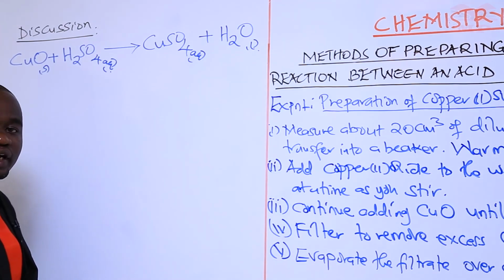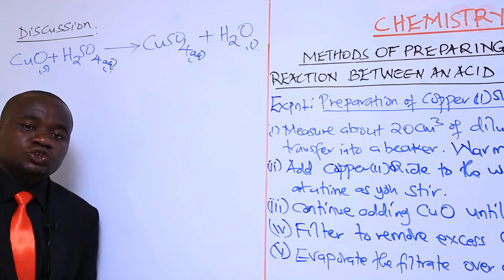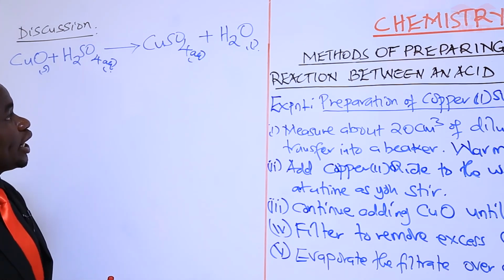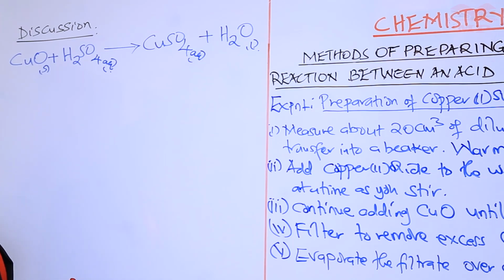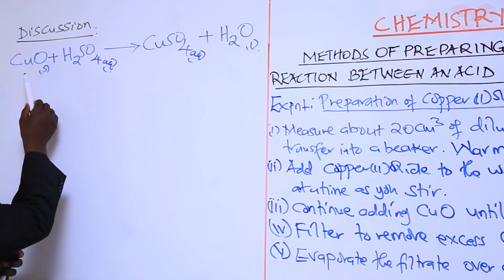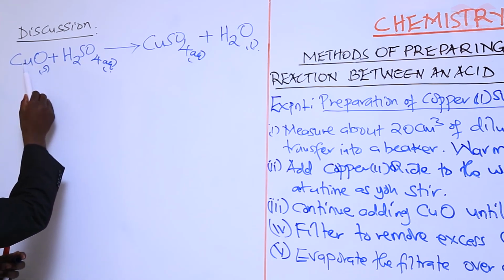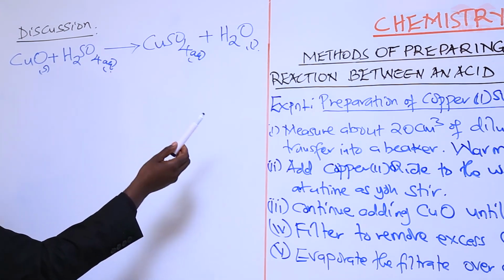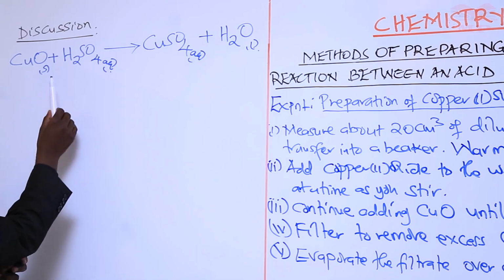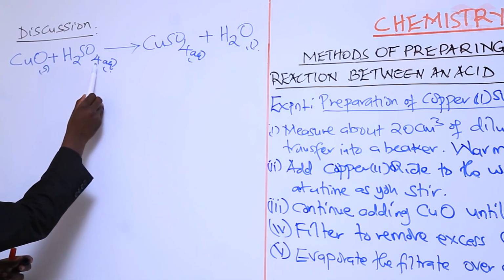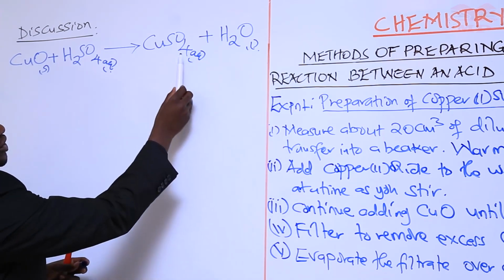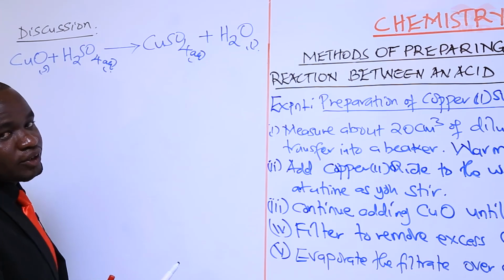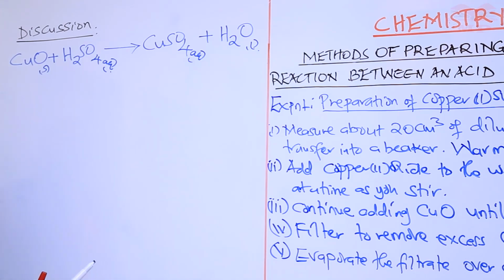And remember, anytime you write an equation, you should make sure that you have balanced the equation, and you balance by making sure that the atoms of each kind are equal on both sides of the equation. So we check copper atoms. This is one on the left and one on the right hand side, so copper is balanced. You also check oxygen atoms. This is 1 plus 4, that is 5. On the right hand side, this is 4 plus 1, that is 5, meaning oxygen atoms are balanced.